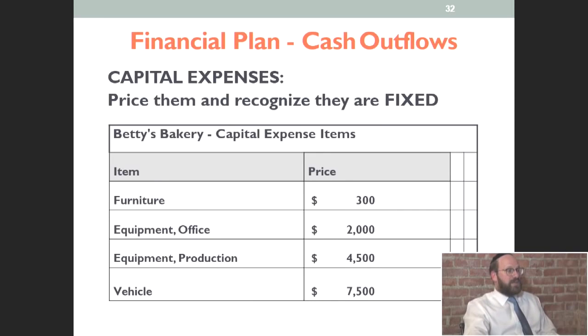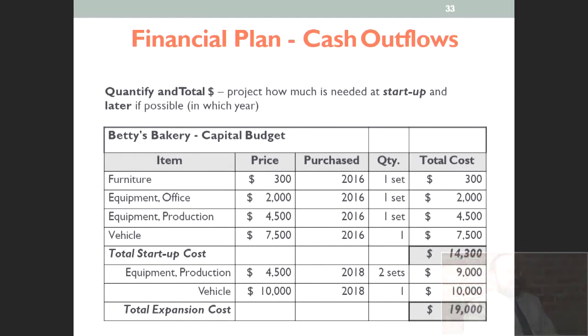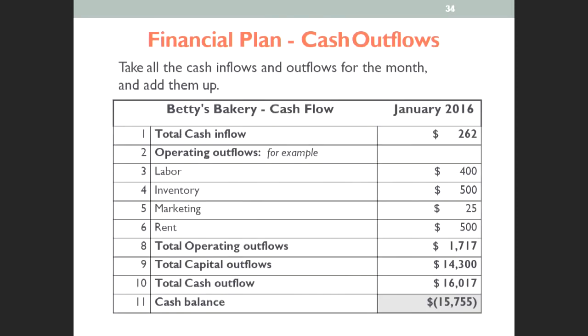In this illustration, Betty's Bakery, here we are again. We're projecting that we're going to be buying furniture for $300, equipment for the office $2,000, equipment for production $4,500, and a vehicle for $7,500. We then multiply it exactly the same way to figure out what our total startup expenses would be on the capital expenditure side. And beyond that, you may want to know what you anticipate a year from now or 2 years from now, what you may want to buy, so that when you roll your model further down the line, you may want to put in additional capital expenditures.